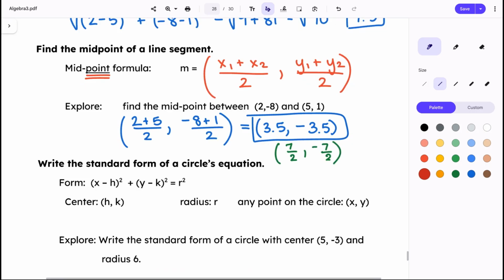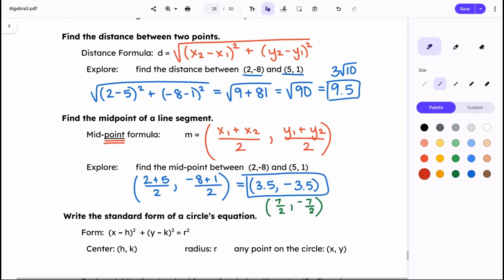Okay. Any questions about distance or midpoint? Okay, now we're going to talk about circles.